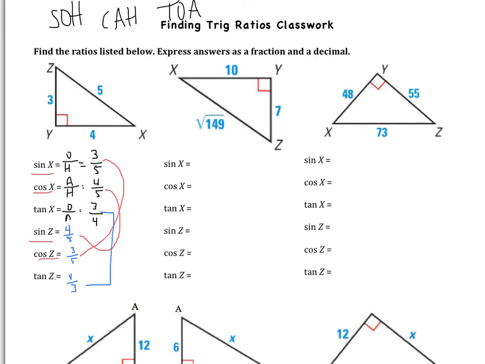So, pause the video and try this example right here on your own. Good luck.